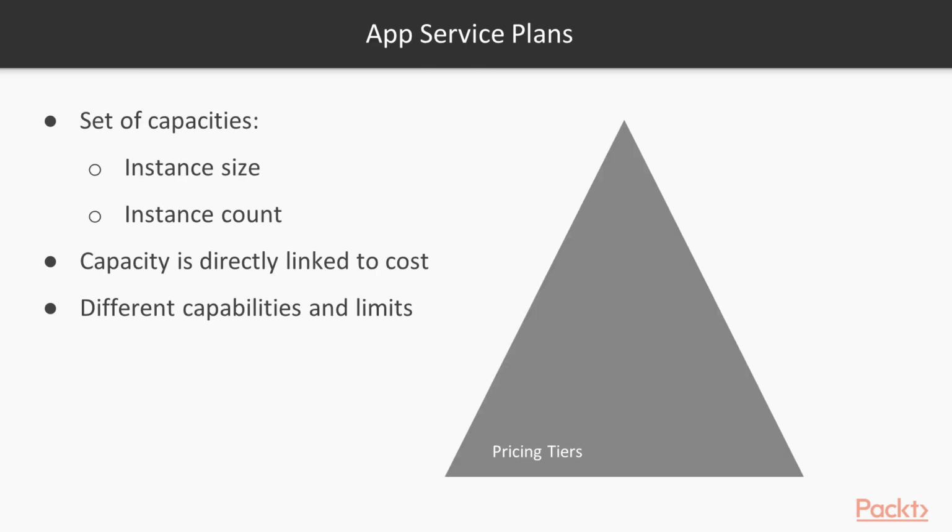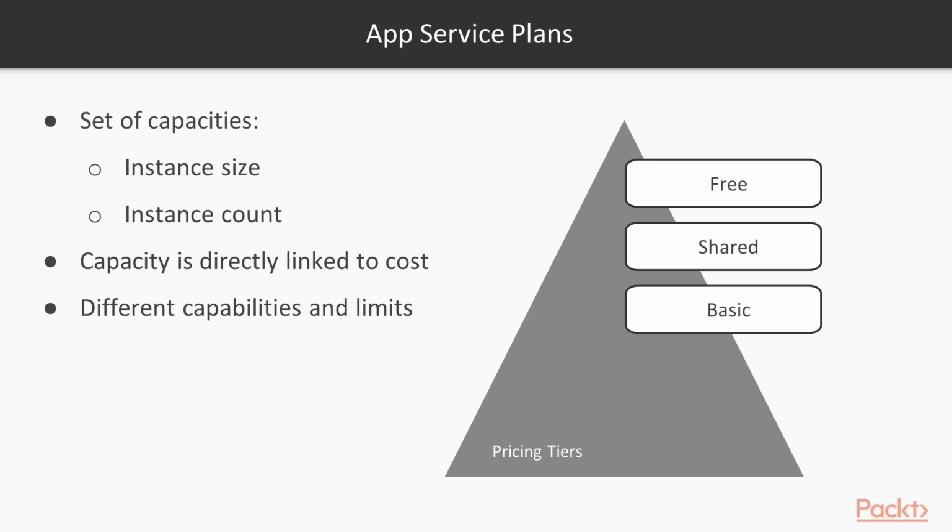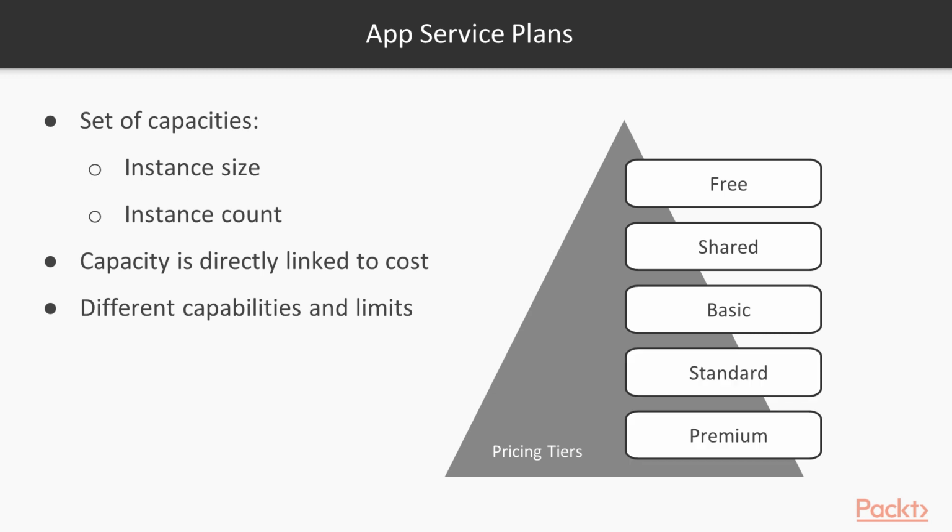Moving on to App Service Plans. An app service plan is a set of capacities, that is, the instance size and instance count on which the application is hosted, and features. Capacity is directly linked to cost, and hence it is similar to choosing a pricing tier. There are different capabilities and limits within ASP. There are 5 pricing tiers, namely Free, Shared, Basic, Standard, and Premium. Each ASP can be used for different purposes, and they are different in providing features too.